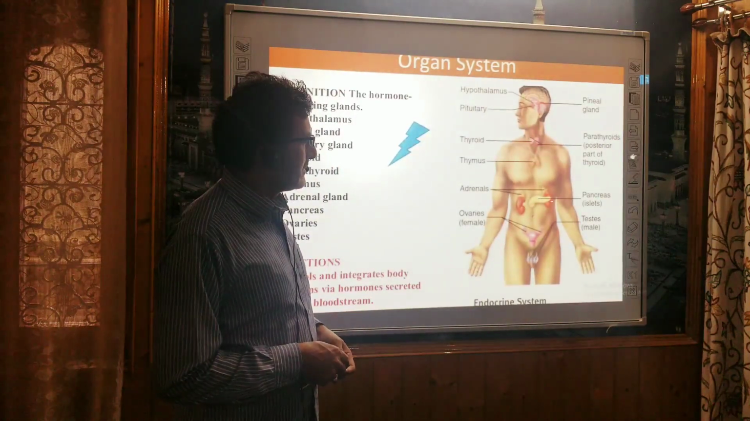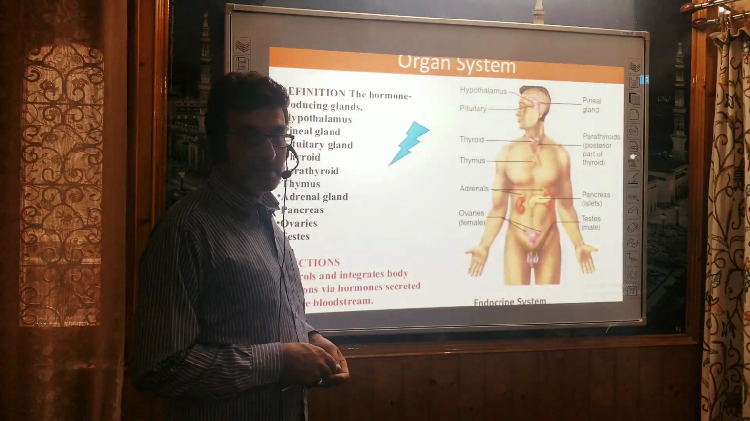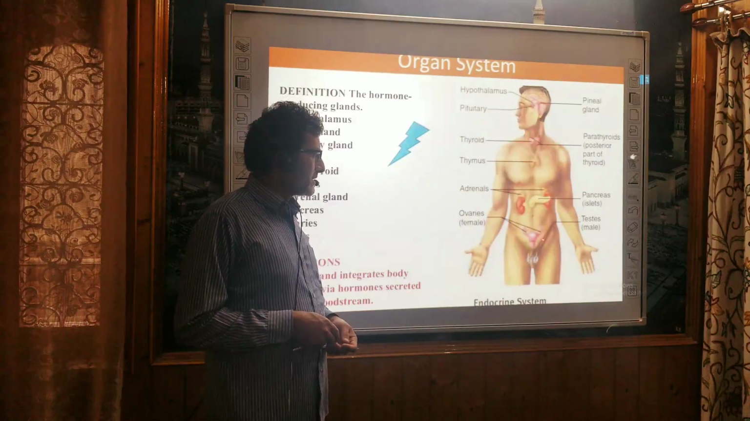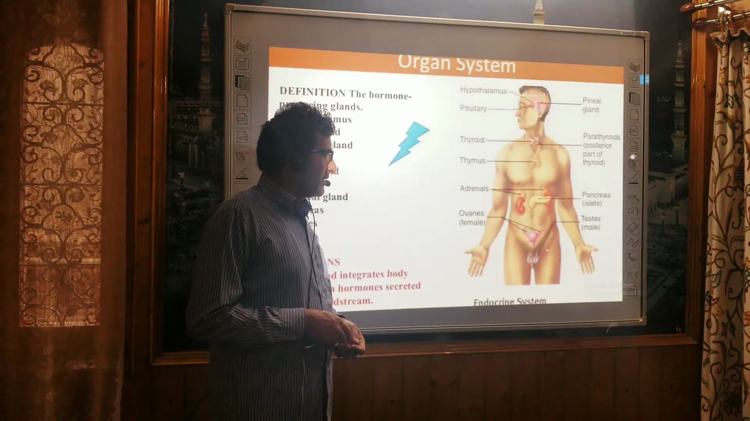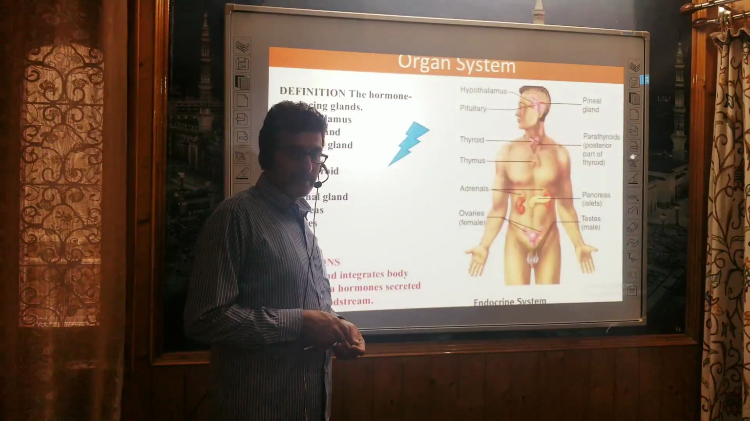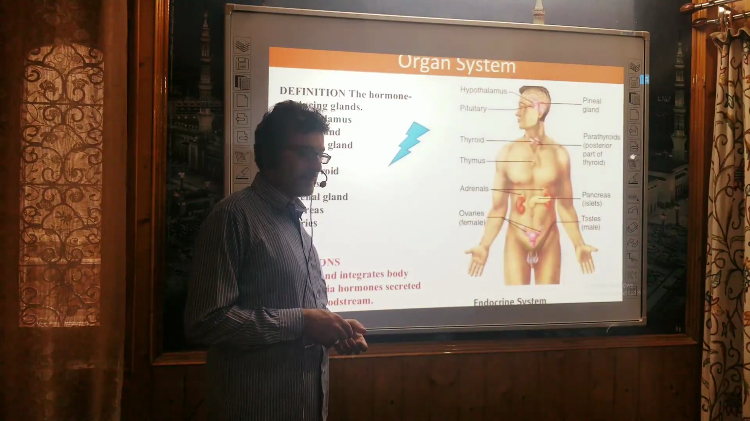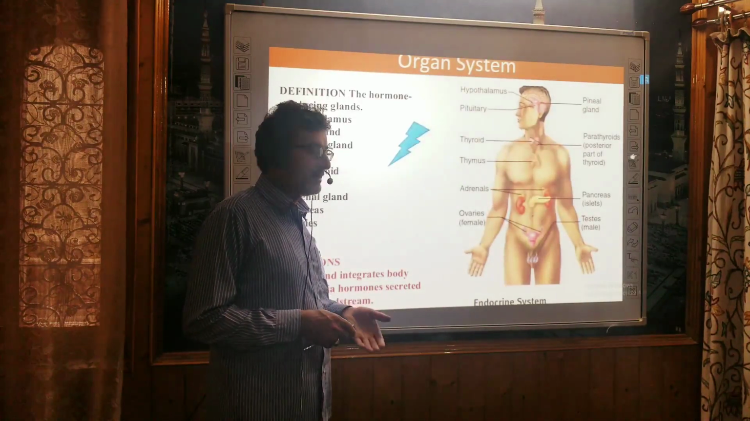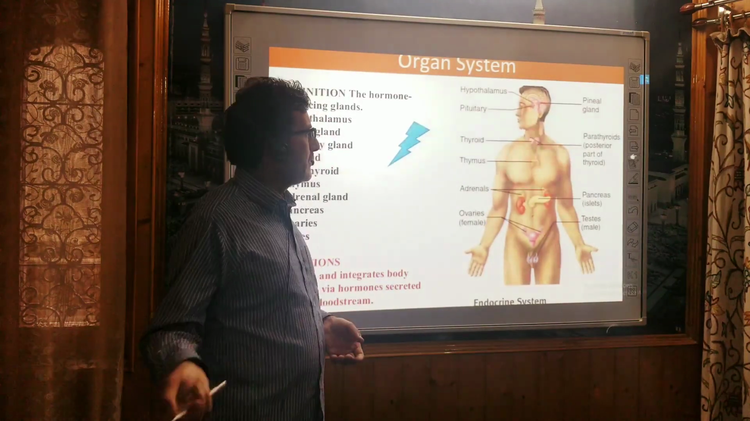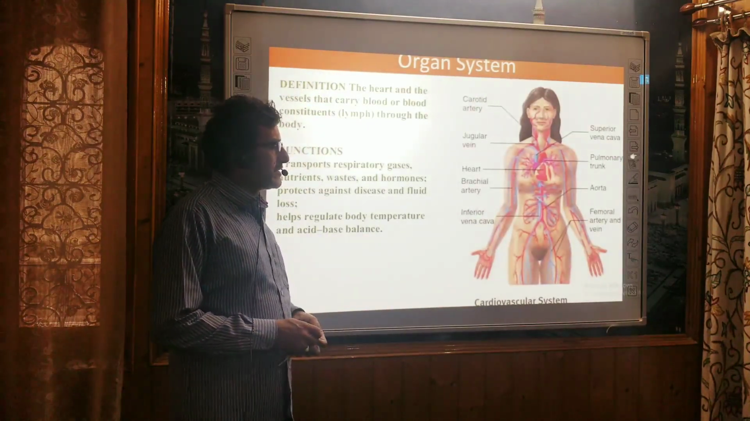Then pancreas secretes insulin which helps us in the metabolism of sugar. Ovaries secrete estrogen which is the female hormone. This hormone plays an important role in the formation of secondary sexual characters. In male, it has testes, which secrete testosterone, which helps in developing the secondary sexual characters in the human body. Now, this is the cardiovascular system.